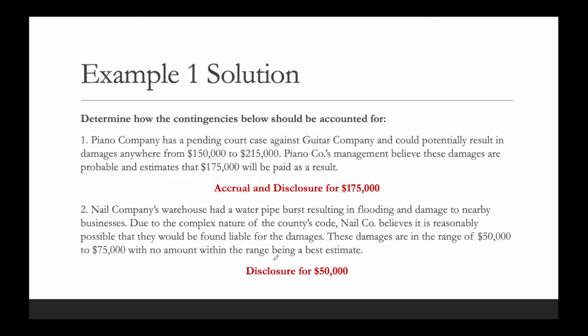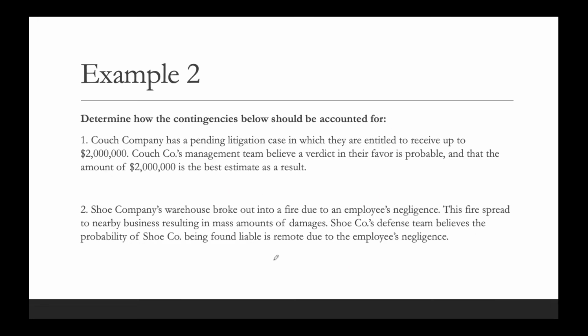And just to take a look here, I provided an example 1 solution slide. So just to recap, the first one providing an accrual and disclosure for $175,000, and number 2 just providing a disclosure only for $50,000. So taking a look at example number 2 here, again for these as well, we're just going to determine how the contingencies below should be accounted for.